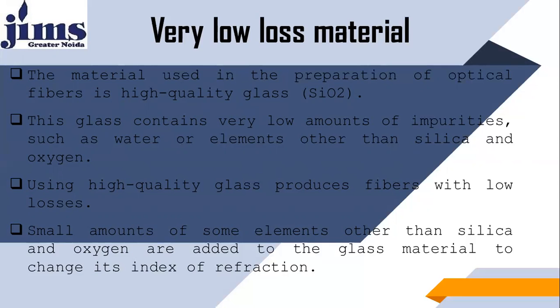Actually, certain external elements are also mixed in the optical fiber, because we have two regions in the optical fiber. One is the cladding region, the other is the core region, and the refractive index of these two should be different. This is desired for the proper propagation of light through the optical fiber. So we need two refractive indices within the optical fiber. That's why some external elements are mixed to change the refractive index of core as well as cladding.